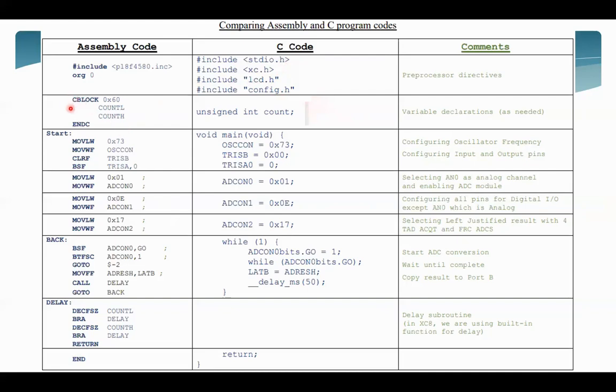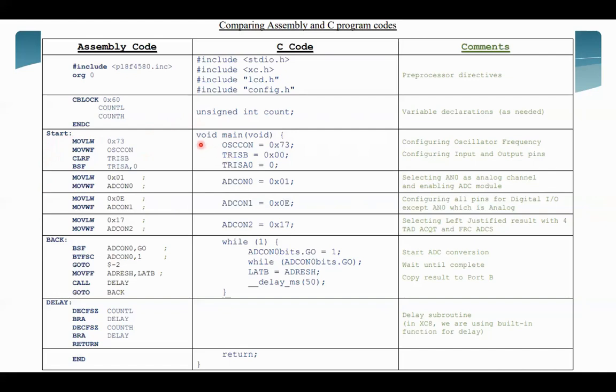Then if you have any variable definitions like these in assembly, in C we can define them before we write the main function, unsigned int count, and similarly if you have characters or floats, we can define all of them here. They will be considered as global variables. Now we start our main program from here.